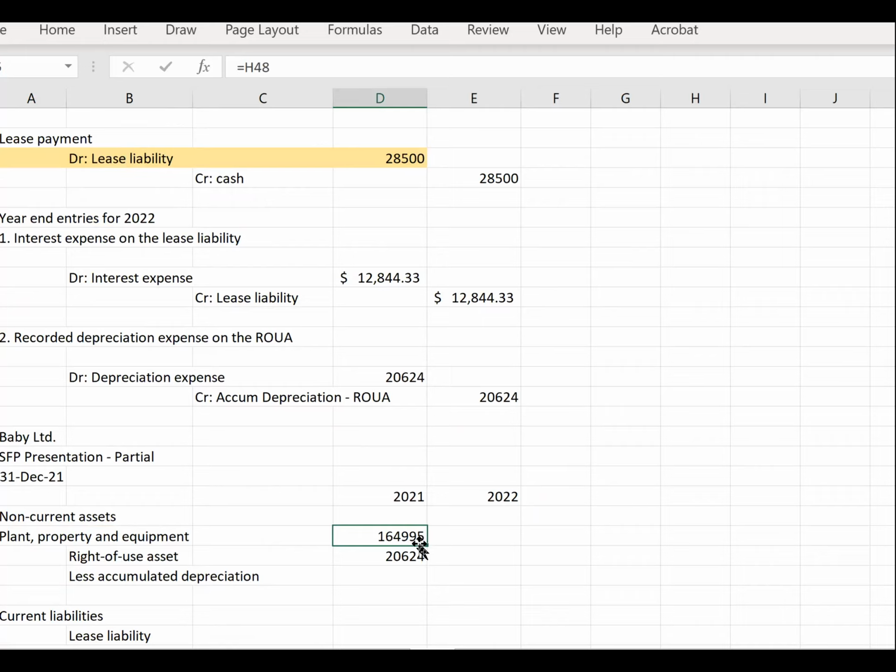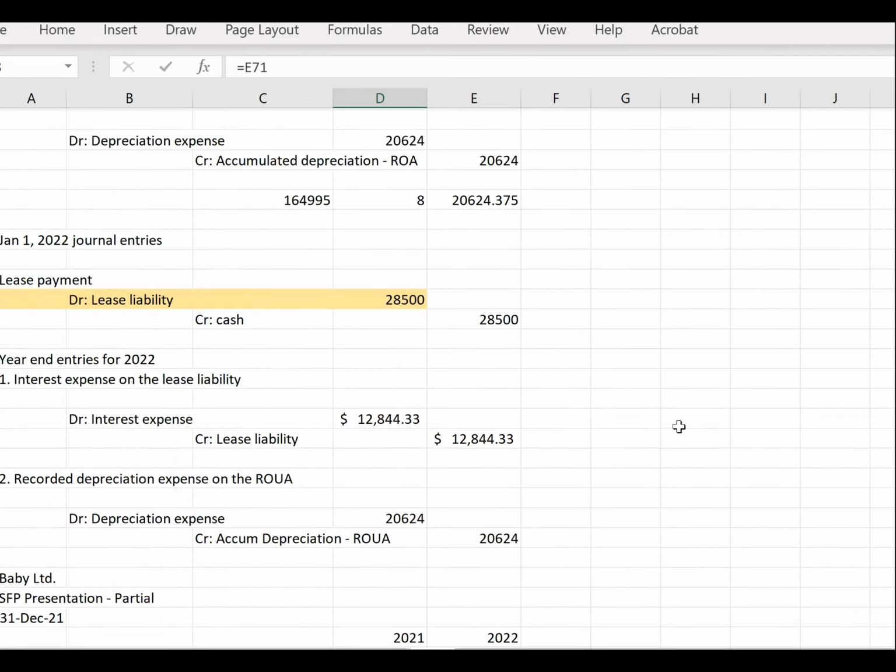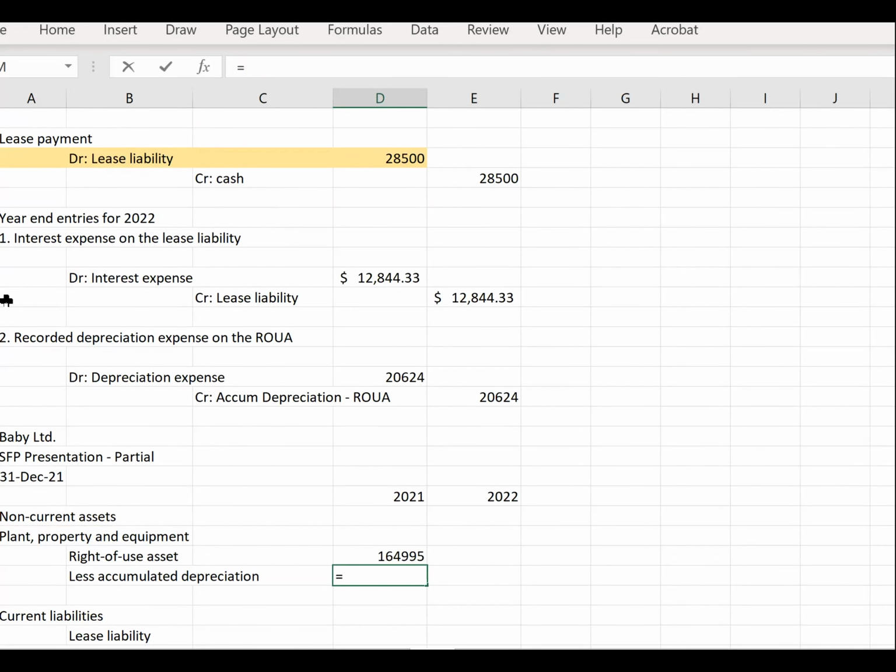Put these in the wrong field. So let me just change that. Okay, let's just do that again. So we've got 164 here was what we had originally, and then when we recognize the depreciation, we don't hit the right of use asset directly, but we hit this accumulated depreciation account. Then our net value is going to be this minus this, which is going to give us this amount.